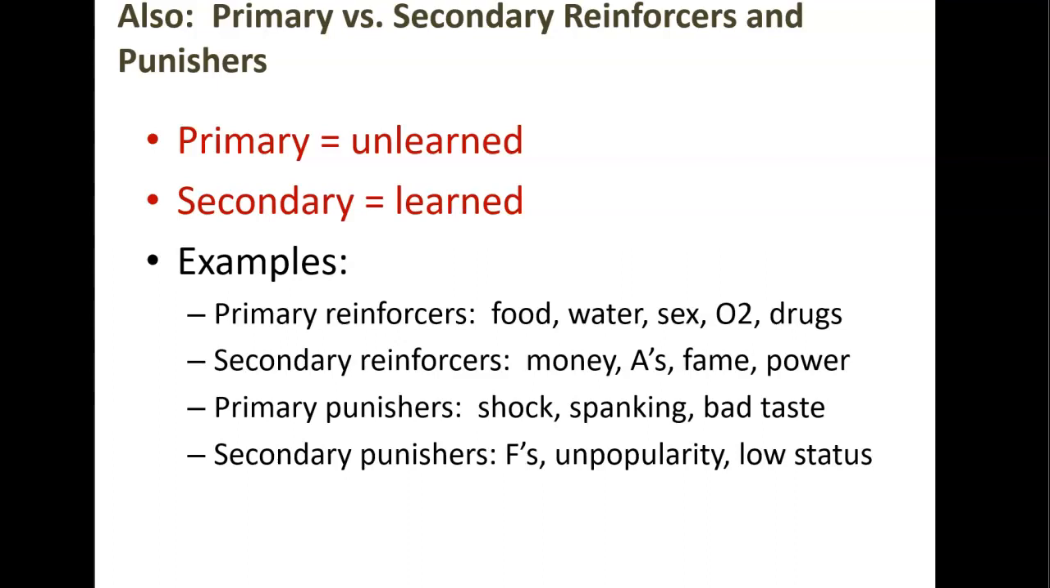Secondary reinforcers are things that we have to learn to value, like money, or A's, or fame, or power, or status. So, primary unlearned, secondary learned. Examples of primary punishers, things like shocks, or spankings, or washing your mouth out with soap, to produce that bad taste in your mouth. Secondary punishers, we have to learn that they're bad. So, getting F's, feeling unpopular or unliked, having maybe low status or a low status job. Some people find that undesirable, but not everybody, right? So primary, unlearned, would affect everybody the same way. Secondary, we have to learn to appreciate their value.